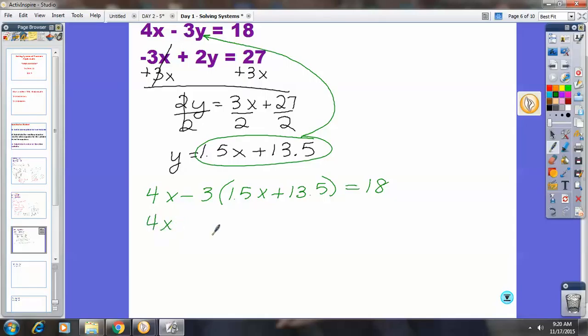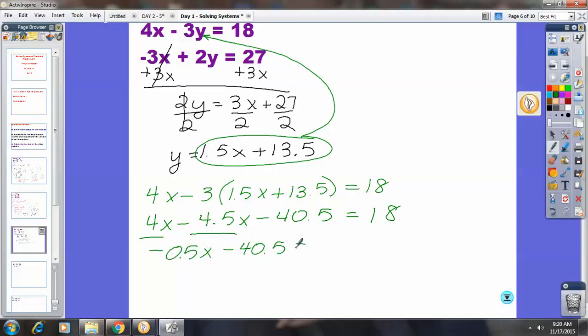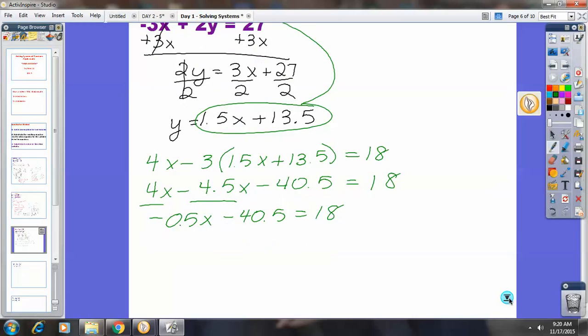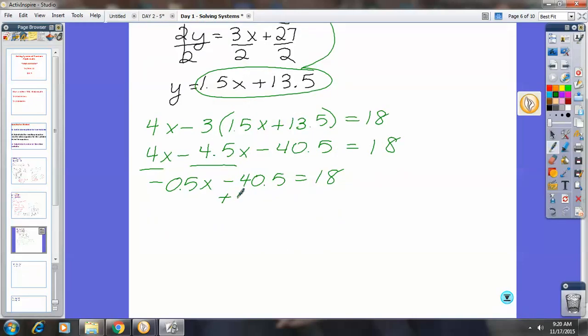Negative 3 times 1.5x is negative 4.5x. Negative 3 times 13.5 is negative 40.5, equals 18. Go ahead and combine like terms here and here. 4x minus 4.5x is negative 0.5x. Add 40.5.